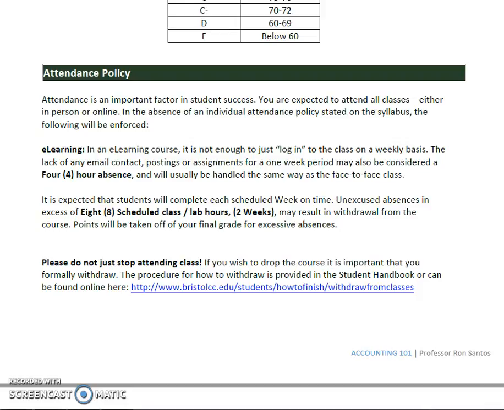If you wish to drop the course, it's important that you follow the withdrawal procedure for the course. There's a link to it in the handbook. But please let me know what's going on so I know how to handle the situation for you.